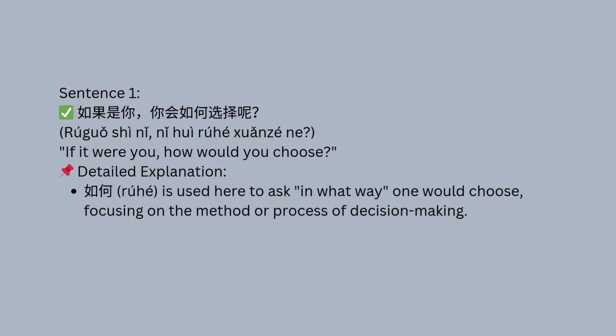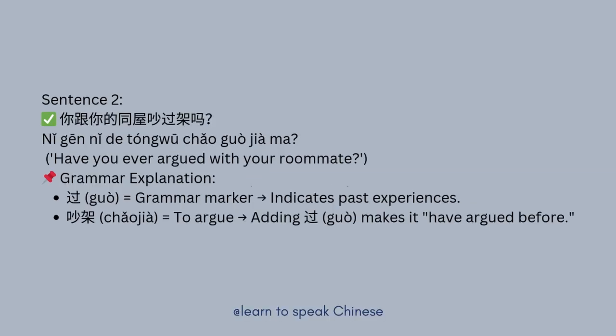The word 如何 means how and is used to ask about the method or way of doing something. In this sentence, it's asking how someone would make a choice. In Chinese, question words like 如何 usually come before the verb they're asking about. So 如何 goes before 选择 to form the phrase 如何选择, meaning how to choose. Next sentence. We need to insert the word 过. The correct sentence is 你跟你的同屋吵过架吗? This translates to have you ever argued with your roommate?